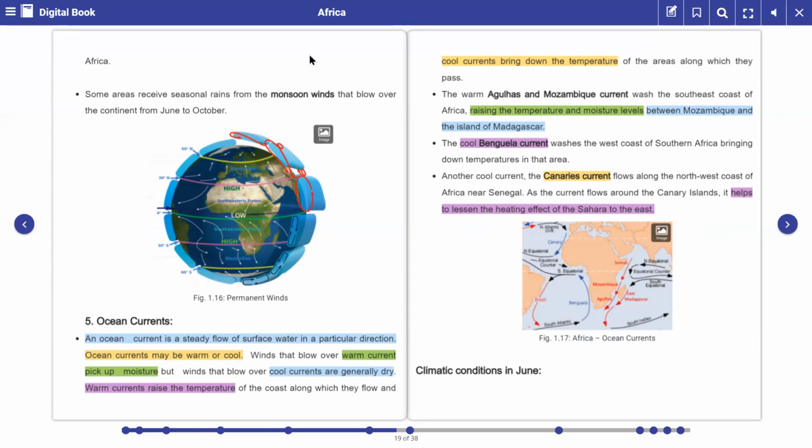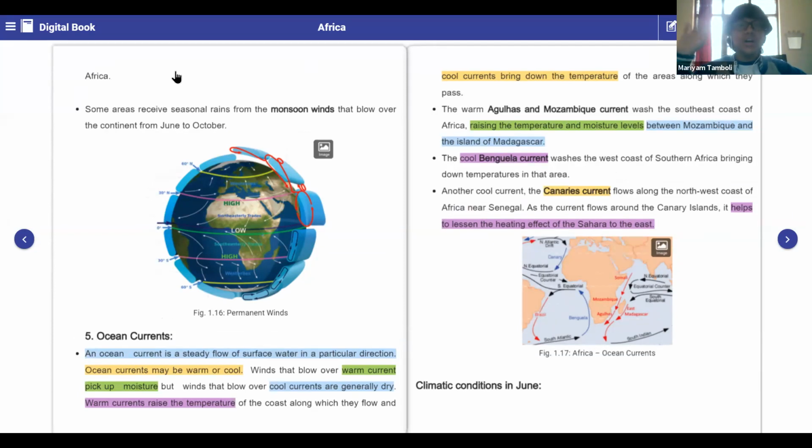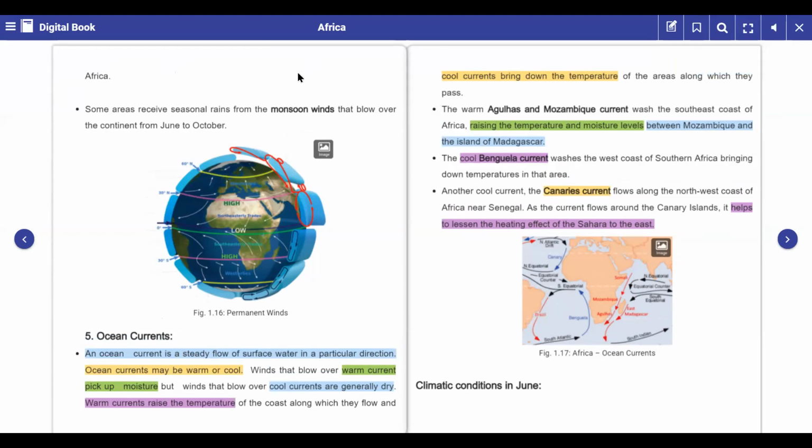Got it? Understood? Ma'am, Mozambique is a place. That's why the current is named after the place, right, ma'am? Yes, after the place. Got it, everyone? Yes, ma'am. Okay, let's go on to the next question. Next page.